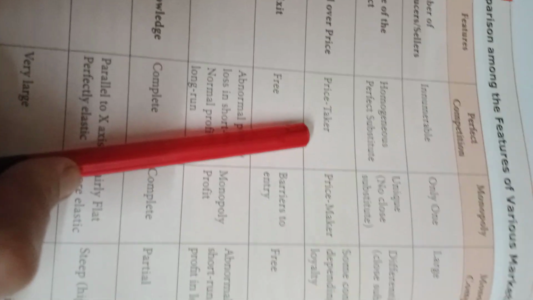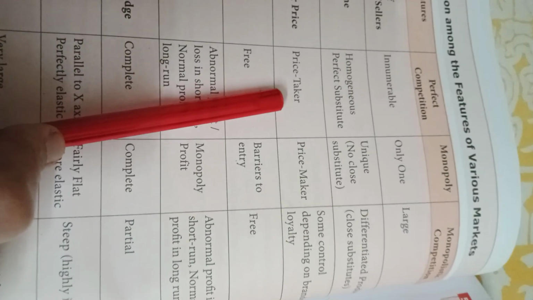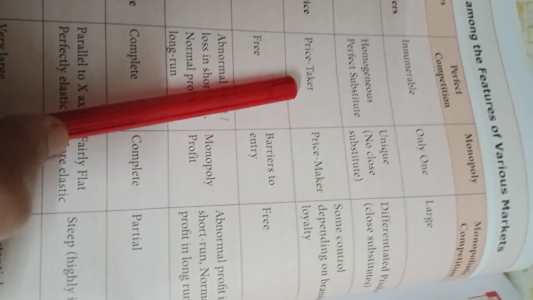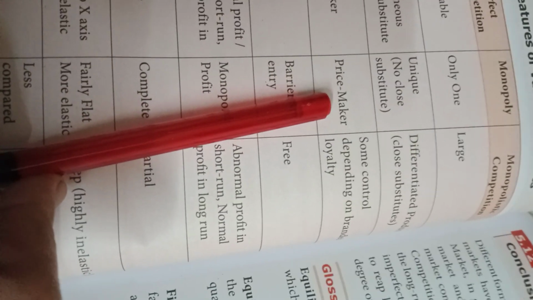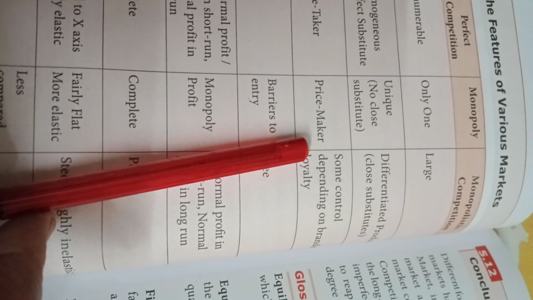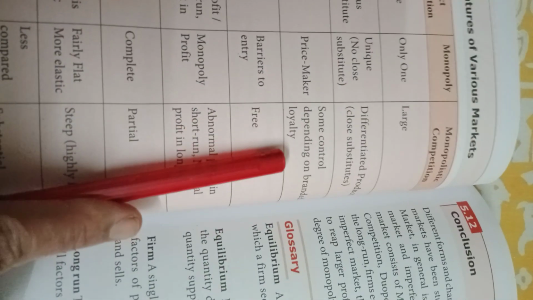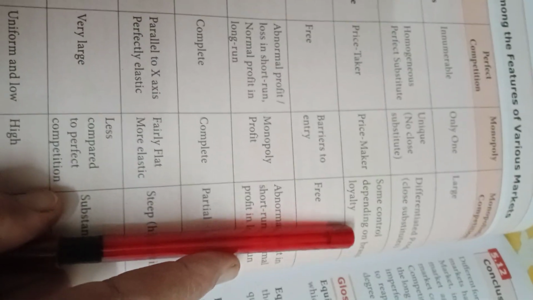Next, when you see the control over the price. Here they are the price takers. Perfect competitors are price takers. They are not the price deciders or makers. Whereas in a monopoly, they are price makers. They only decide the price of the product. They only decide the quantity that has to be supplied. And demand is, of course, decided by the buyers. Here, there is some control depending on the brand's loyalty. There are certain brands which will definitely be high priced. Even if it is high priced, people are ready to buy.